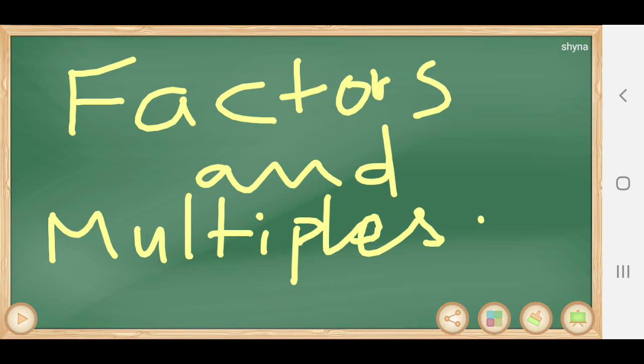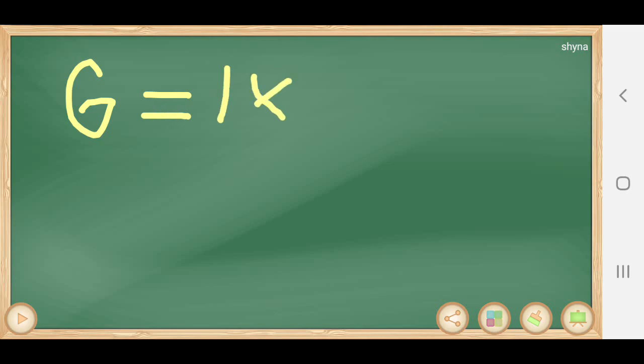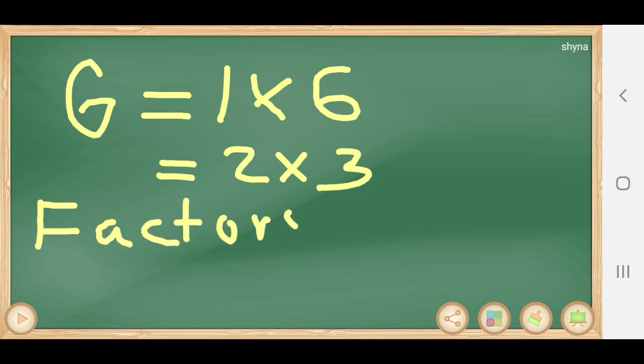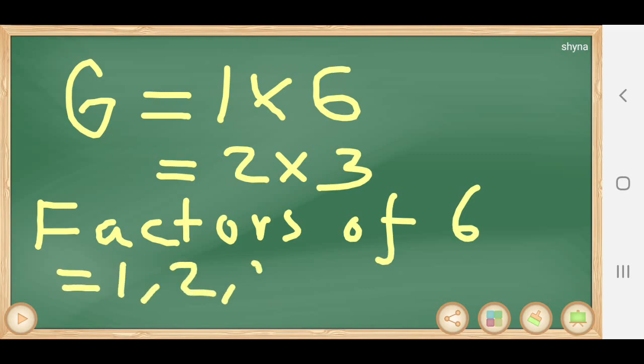Then you write 6 equal to 1 into 6, 2 into 3. Below that, factors of 6 equal to 1, 2, 3, 6.